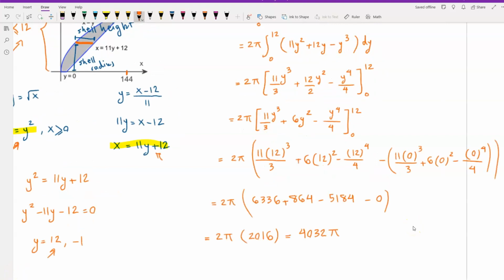So what we have here is 2 pi times, the answer for this part is 6,336. Here for that part we have 864, and here is 5,184, and this part is 0. So add, subtract, we're going to have 2016 multiplied by 2 pi. So the final answer is 4,032 times pi. So this means the volume of region revolved above the y-axis is 4,032 times pi.